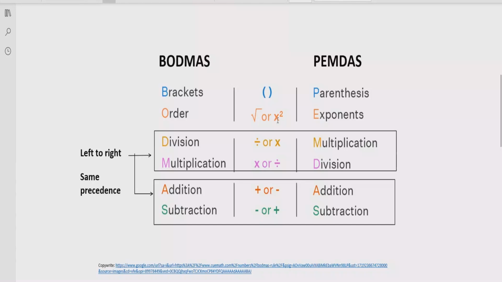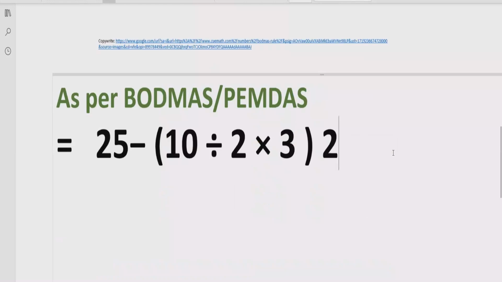Step number 3, you have to see the division and multiplication. What will you do? You have to go left to right in your expression and find out division and multiplication. Both have similar precedence, so you can solve any of them which is coming first. Similarly, for addition and subtraction, we have the same rule. We can solve addition first if it is coming first, and we can solve subtraction first if it is coming first. Now, move forward to solve the given expression.